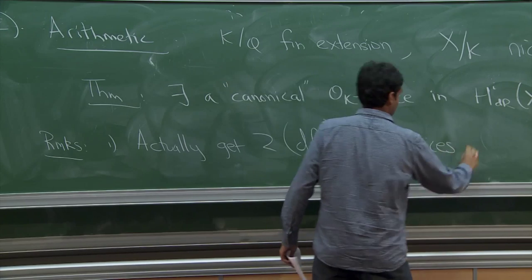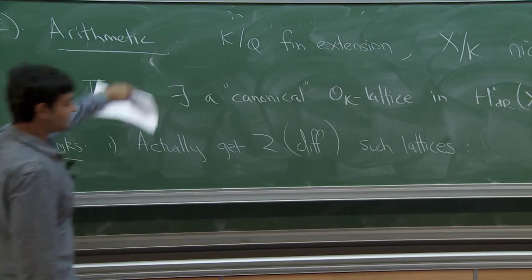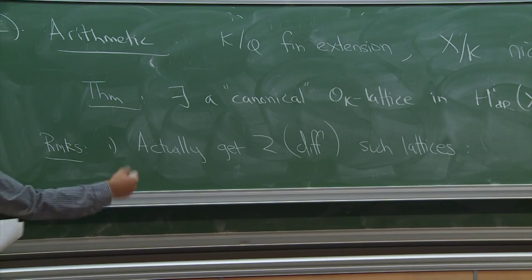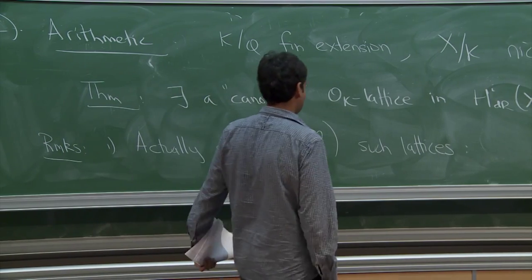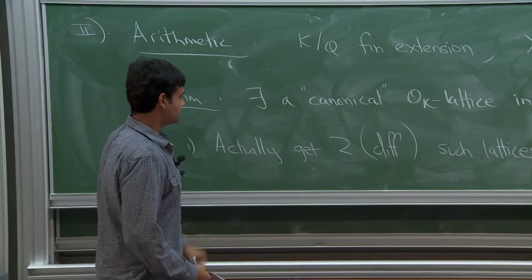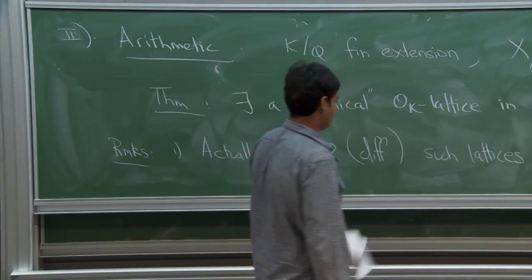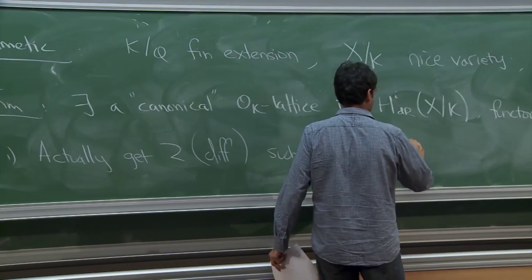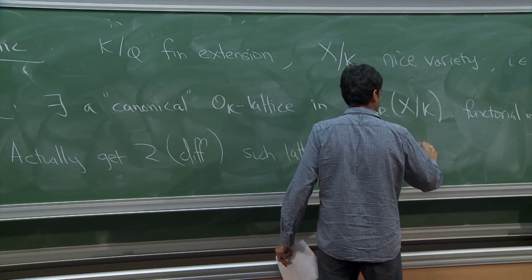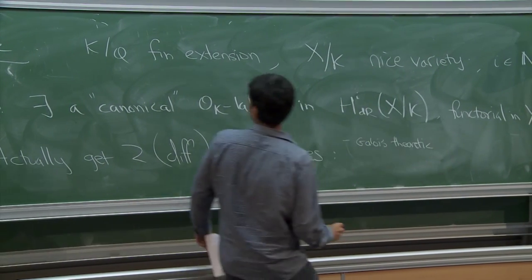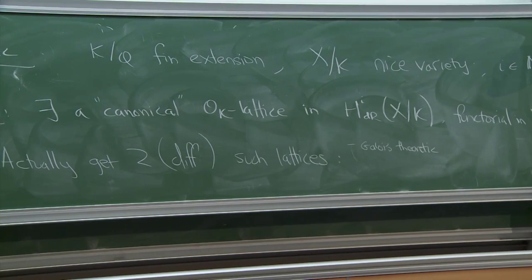both somehow corresponding to the two constructions I had earlier. So you can copy Deligne's abstract construction using integral p-adic Hodge theory, and that'll give us one lattice. And then we can also copy the Steenbrink construction in some way, and that'll give us a new lattice. So there's the Galois theoretic one. I'll make a comment on that.